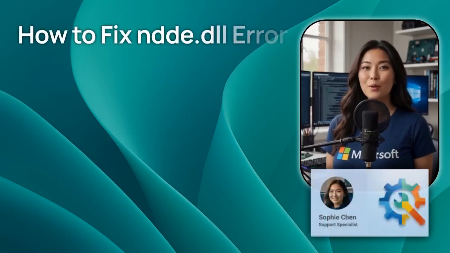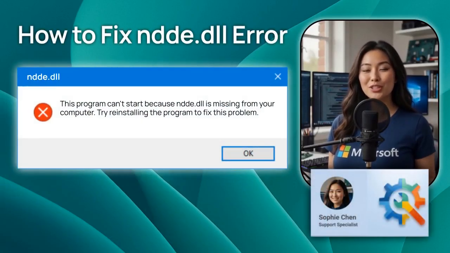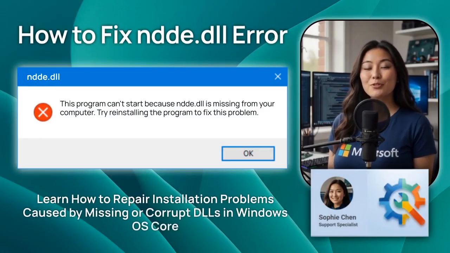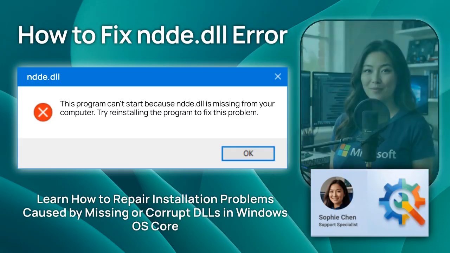Are you getting annoyed by the Network Dynamic Data Exchange DLL causing your system integrity to fail? I'm Sophie Chen, a Windows Systems Specialist. Let's resync your file architecture right now.